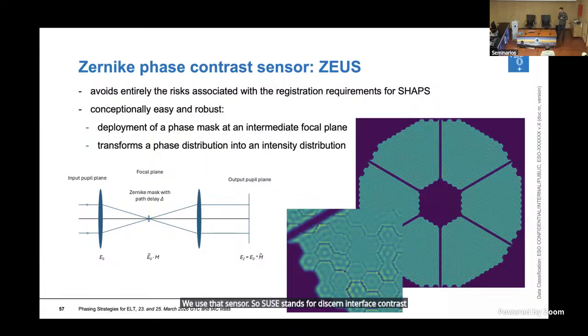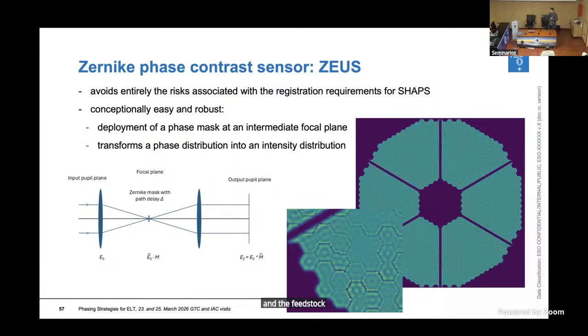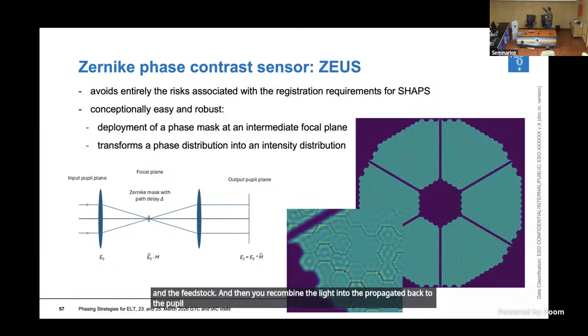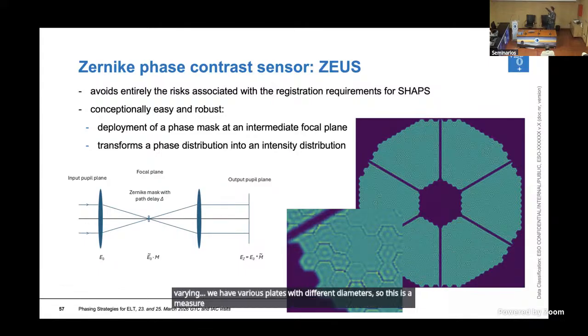sensor. It's conceptually easy. In an intermediate focal plane, you have your Zernike plate and a field stop, and then you recombine the light, propagated back to the pupil plane. What you see is that phase steps will turn up as intensity steps. That's your signal. We have various plates with different diameters. This is a measure of how large laterally the signal extends.